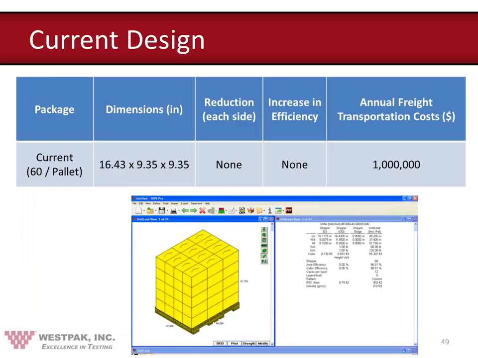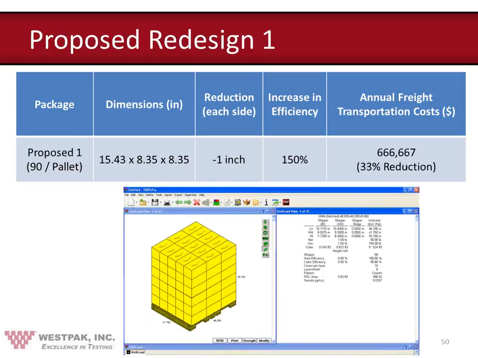So this is the current design once again, and the current dimensions, and you could fit 60 per pallet. And again, no increase in efficiency, and theoretically this is going to be $1 million annually. Second design, first proposed redesign, is that you take off an inch on each side, and if that's the case, you increase efficiency by 150%, and you have a 33% reduction in cost. And this one you could fit 90 per pallet, and then on bottom you could see that that's the design, and that's the pack out or palletization pattern.